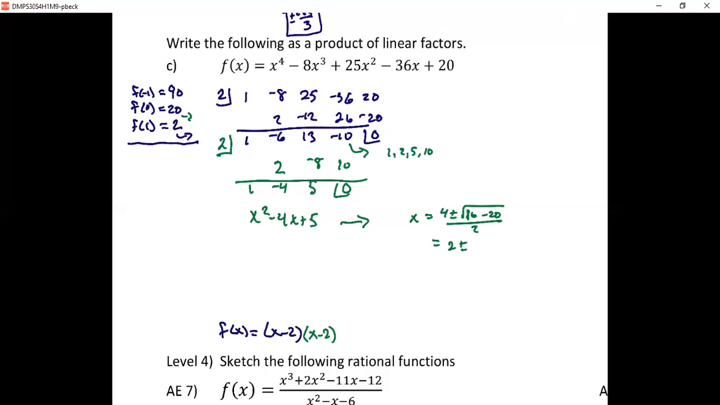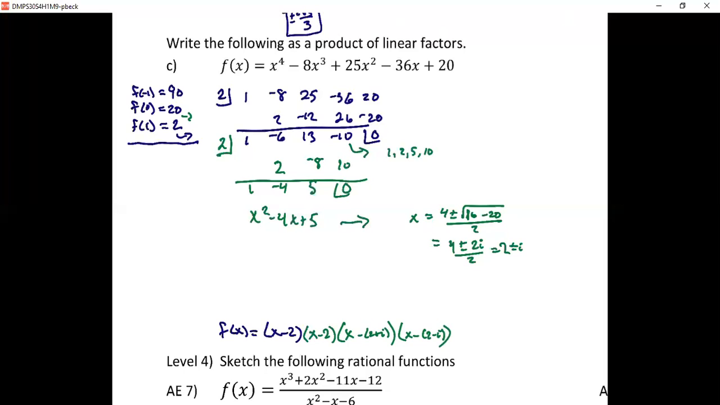I know the handwriting's bad. 2 plus or minus 2i over 2, which is 1 plus or minus i. Actually, I made a slight mistake on that one. That was supposed to be 4 plus or minus 2i, so that's 2 plus or minus i. So what that means is we would have x minus 2 plus i and x minus 2 minus i. Those are going to be my zeros.